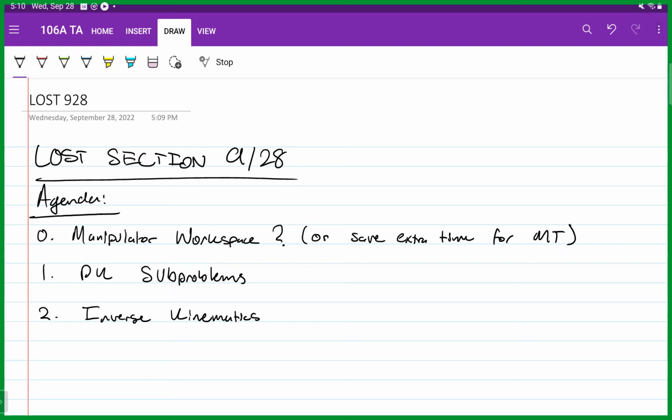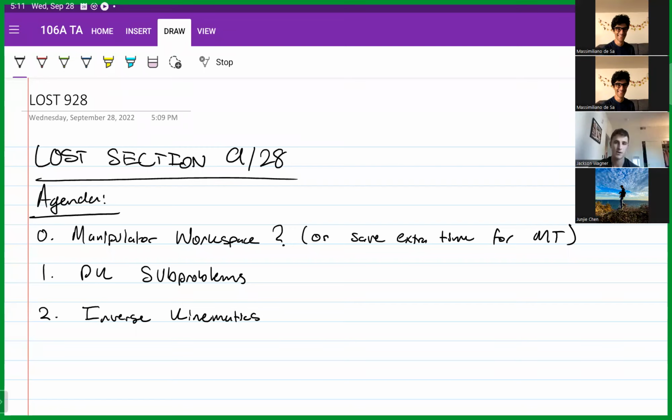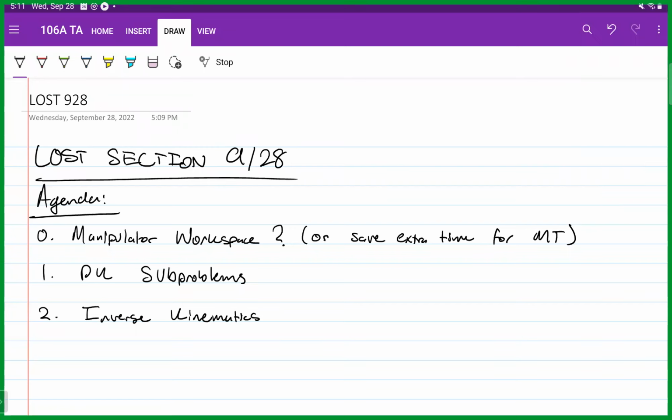Okay, cool. So we should be good to get started. Just in terms of what we're going to talk about today, the main topics are inverse kinematics and these PK subproblems. Also, I have some stuff ready on manipulator workspace if you want to cover that, but if you don't, we could always spend more time on the midterm. As a quick show of hands, would you rather do midterm stuff or workspace? Midterm. Okay, cool. That's not to say that I won't answer any questions regarding manipulator workspace. It's still absolutely one of those topics.